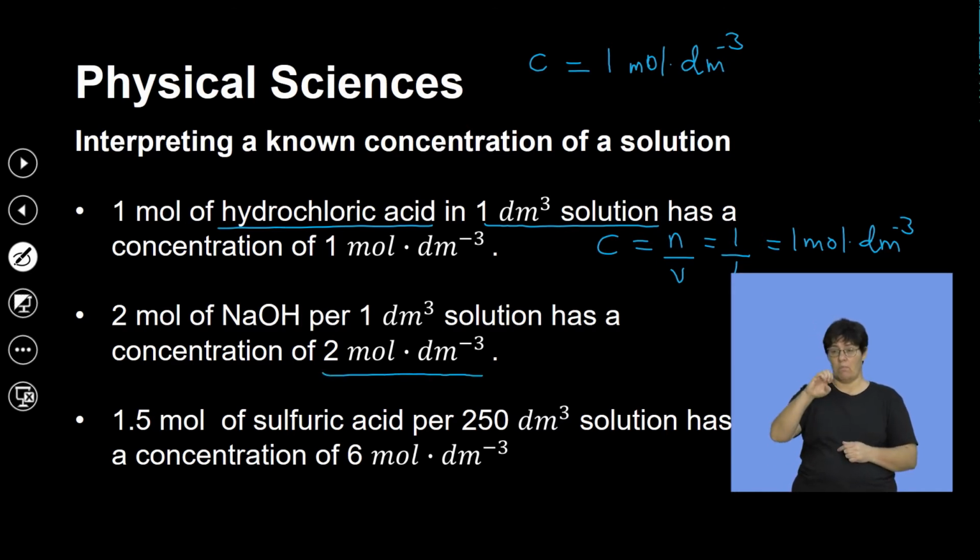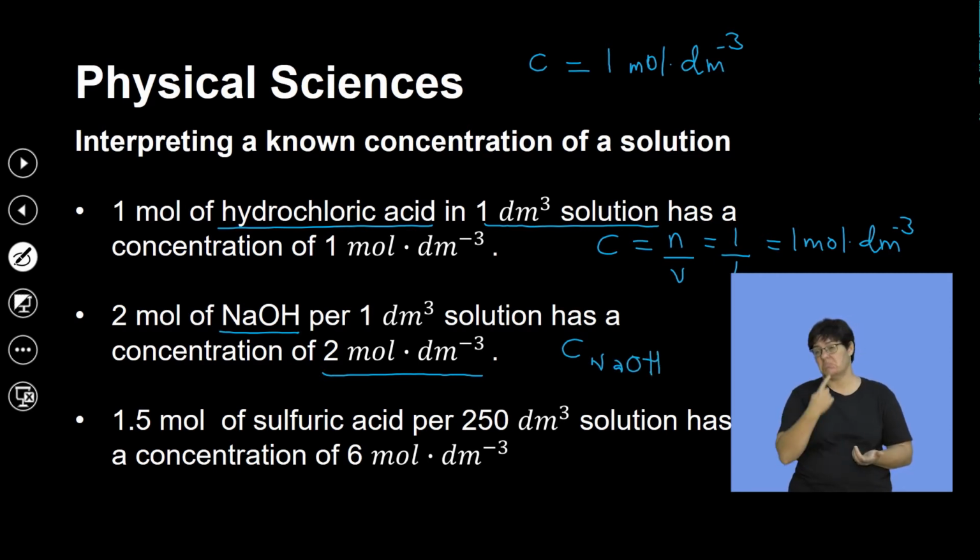Let's take a different substance for argument's sake. Let's say sodium hydroxide. If the concentration of sodium hydroxide, for argument's sake, is equal to 2 moles per cubic decimeter, what does this mean? It means that there are 2 moles of sodium hydroxide per every unit volume of this solution. Hence, the concentration is 2 moles per cubic decimeter.